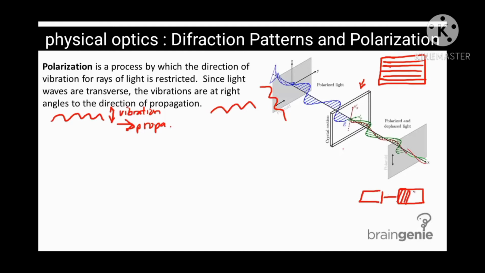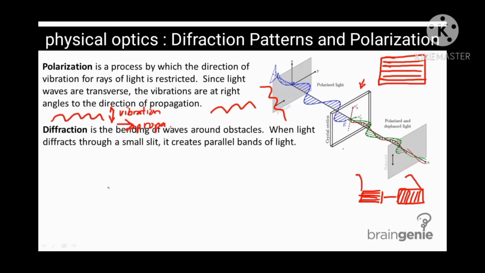An example of polarization is the 3D glasses in a movie theater. Each of the two lenses has a different polarization pattern. Because of these different polarization patterns, you can create two different images, one for each eye. That will create the 3D effect. So this is an example of polarization.